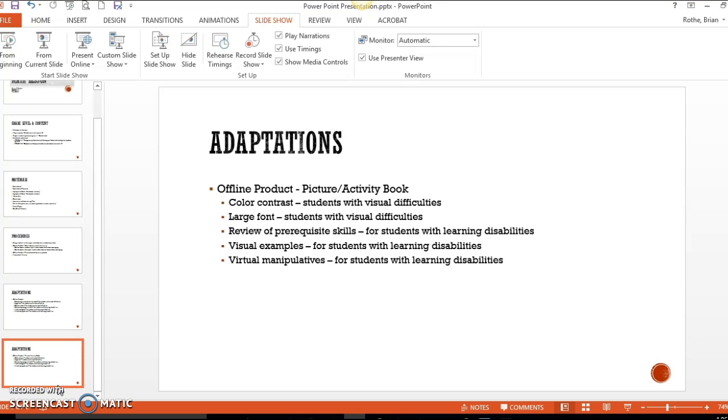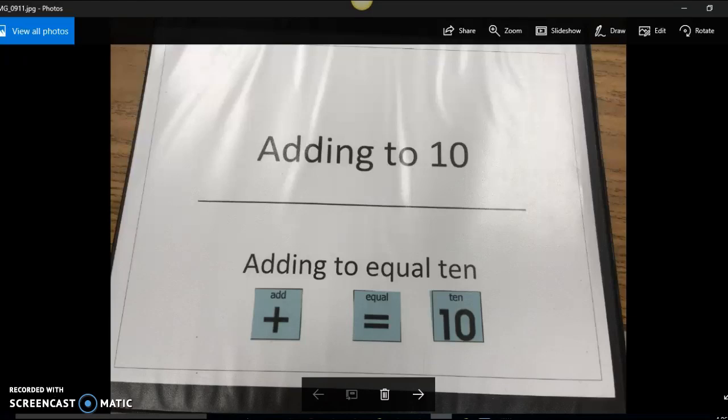Color contrast is black on white, so that makes the words easy to read for students with visual difficulties. Large font is also used to make it easier to read for students with visual difficulties. For students with learning disabilities, there's a lot of review of prerequisite skills, a lot of visual examples, and virtual manipulatives. So here, let's take a look at the offline product.